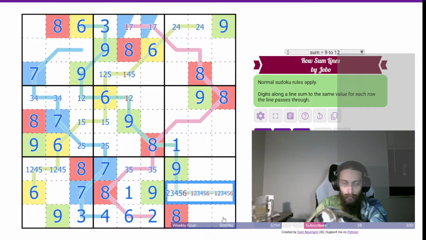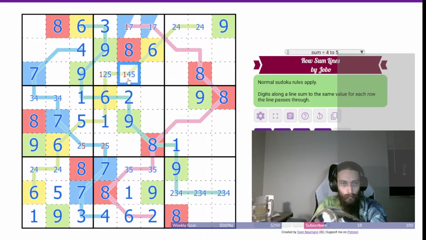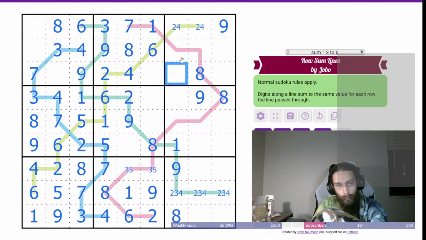1, 5. Column 3 needs a 4, which makes the cell to the left of the 4 a 3. That's a 5, yeah.